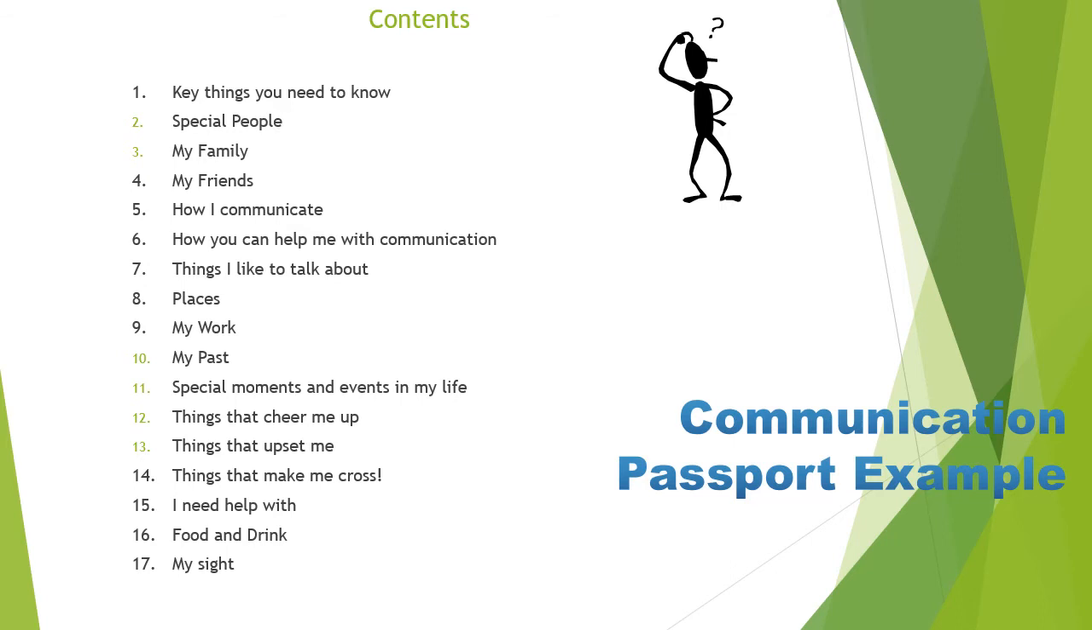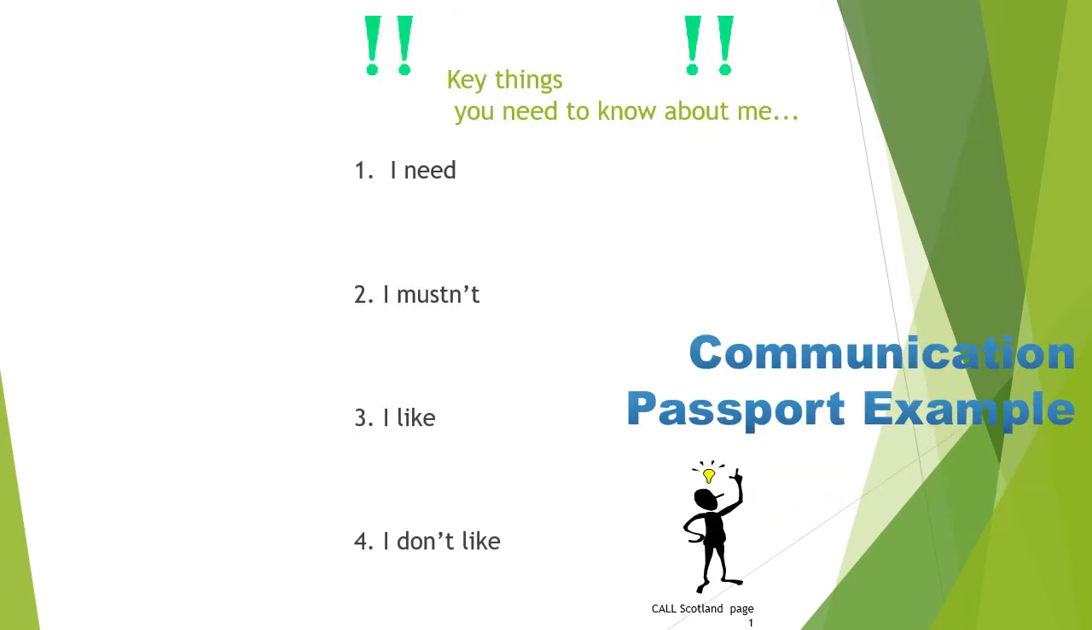The next page is the content. This is what is in the communication passport, and it probably has 17 pages. There are key things you need to know, special people, their family, their friends, how they communicate, etc. Have a look at those, and we're going to talk you through each one as we move along. Key things you need to know about me: things that they need, things that they mustn't have or mustn't do, things that they like, and things that they don't like. All important to know about this person when you're communicating with them.